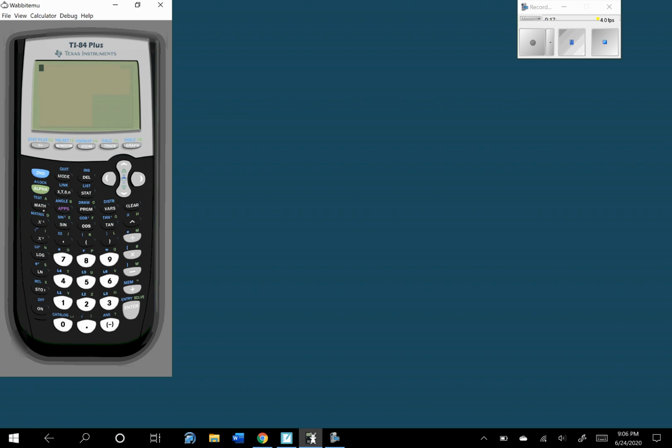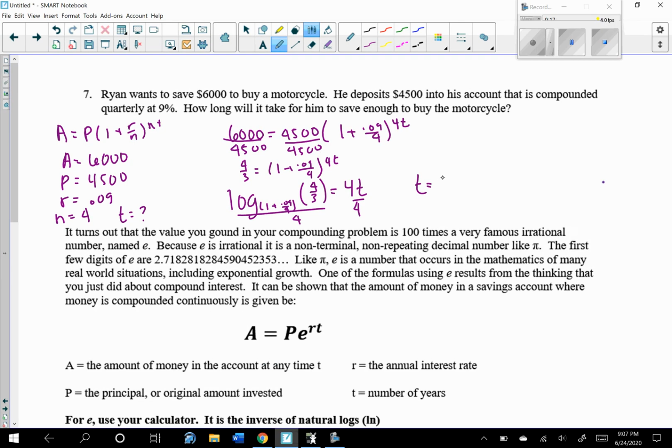so we get math, log base, 1 plus 0.09 divided by 4, and then 4/3, enter, divided by 4, and so 3.23. So t is equal to 3.23 years. So that's how long it would take to save enough money to buy the motorcycle.